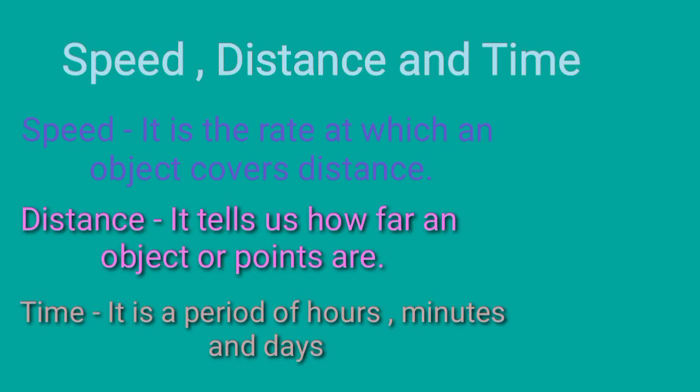Hello everyone, today we are going to study the topic speed, distance and time. There are three things: speed, distance and time. So what is speed? Speed is the rate at which an object covers distance. It is in rate, like kilometer per hour, meter per second. So it is a rate at which an object covers the distance.